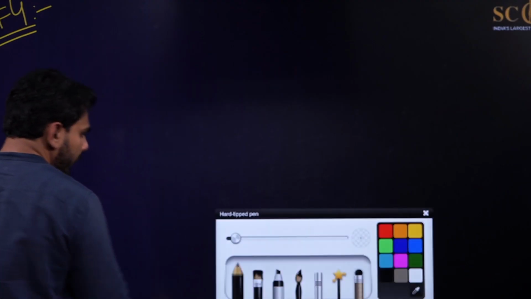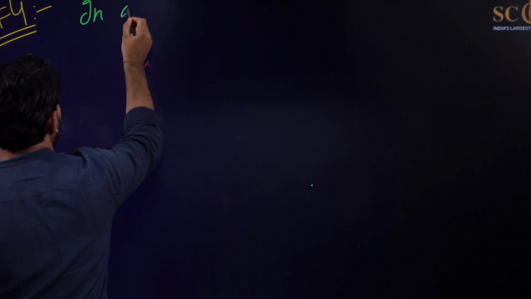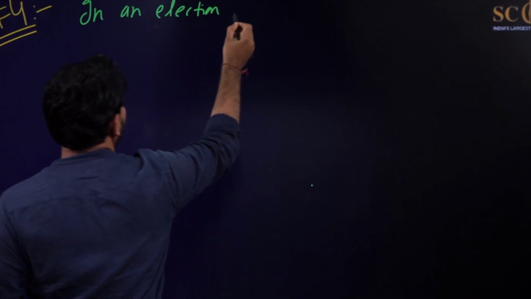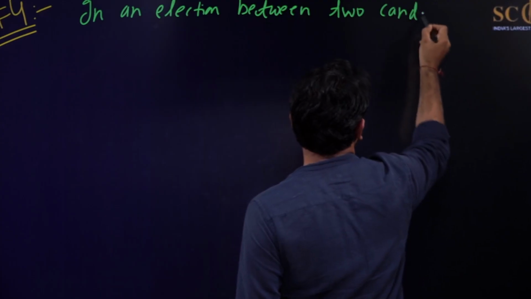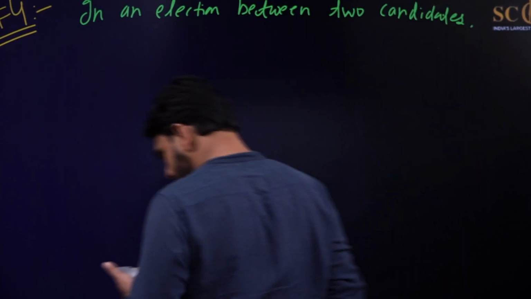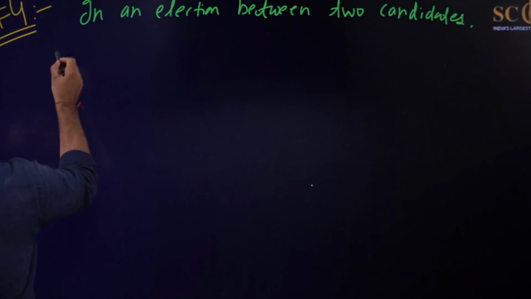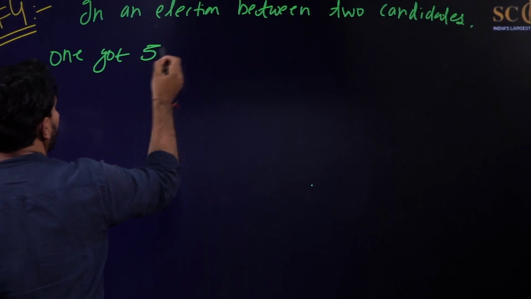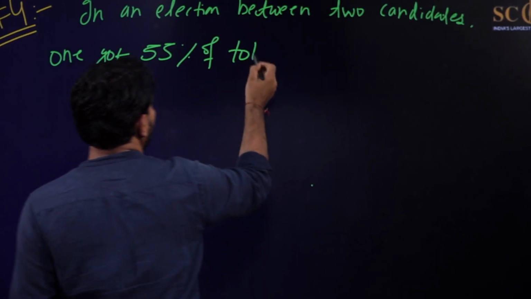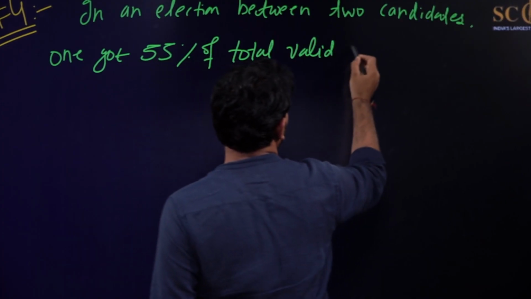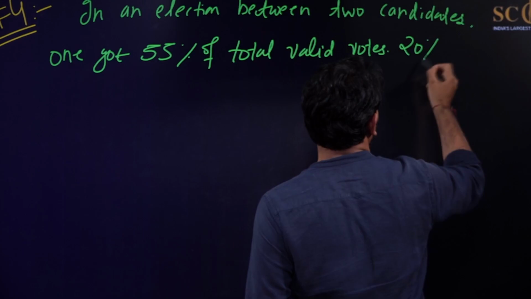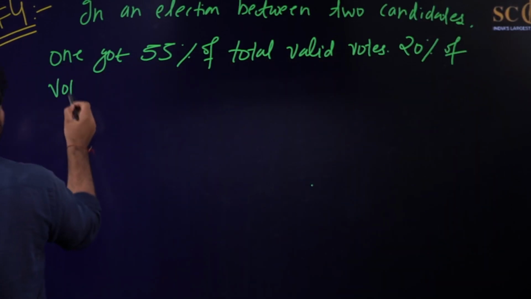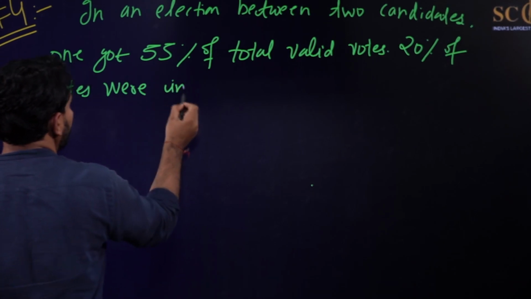Okay, so agents, the next mission is: in an election between two candidates, one got 55% of total valid votes, and 20% of the votes were invalid.